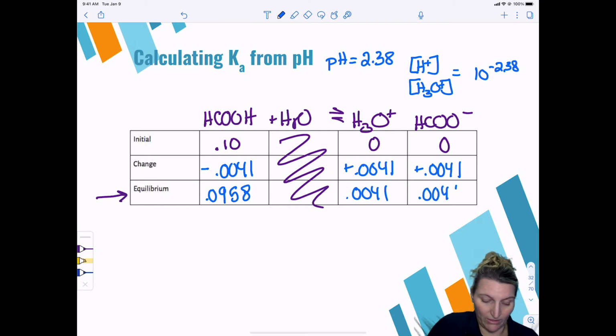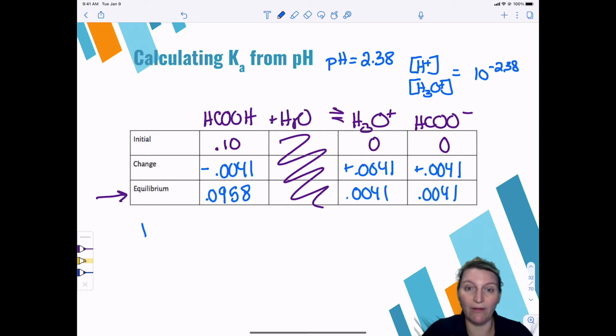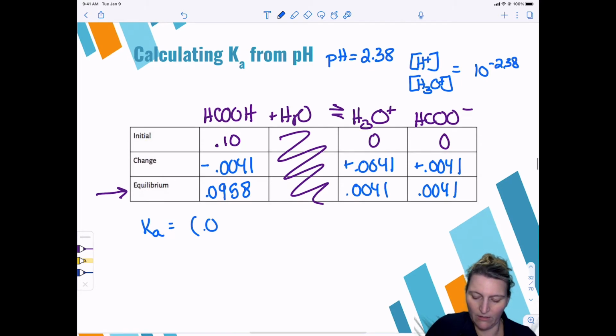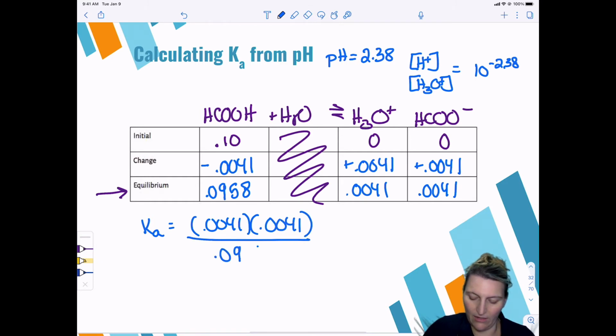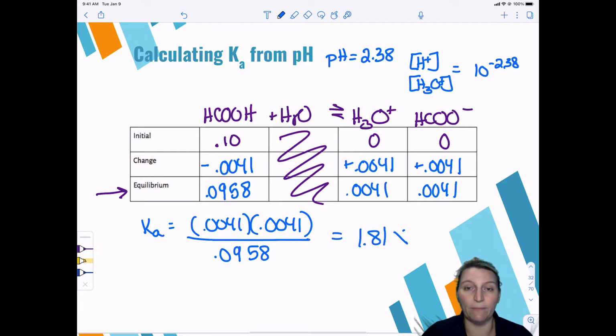Perfect. So what is the Ka? Now I just plug in the numbers from the equilibrium row. 0.0041 times 0.0041 over 0.0958. And that is equal to 1.81 times 10 to the negative 4.